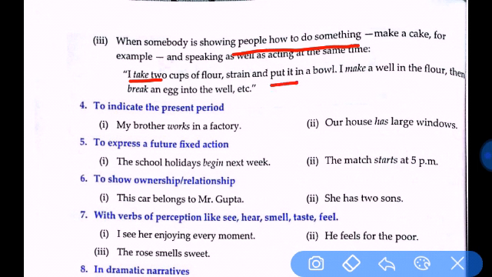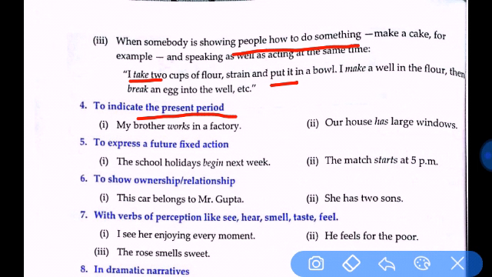The fourth point is to indicate the present period. Something that is going on in the present time. For example, my father works in a factory, or my mother goes to school. Something that is happening in the present time.